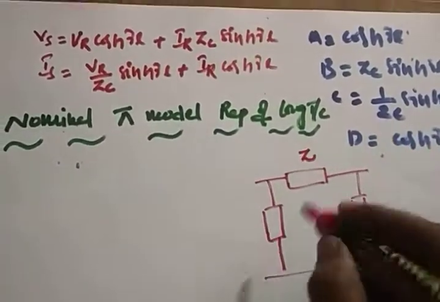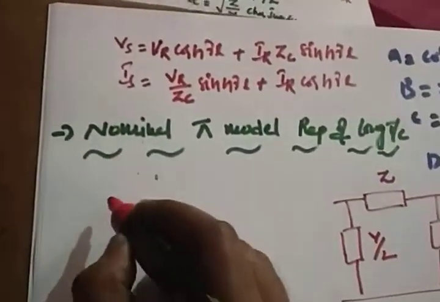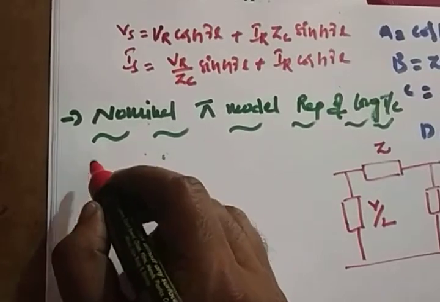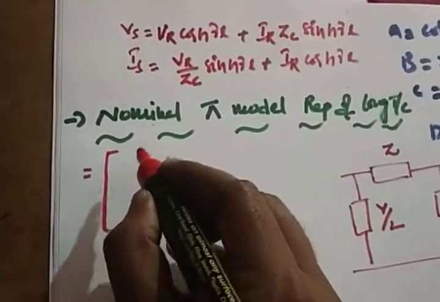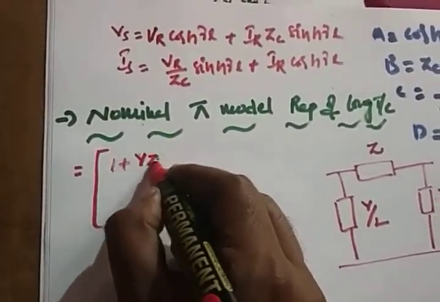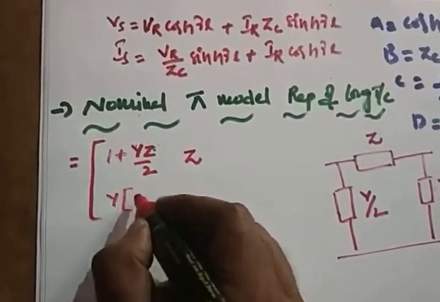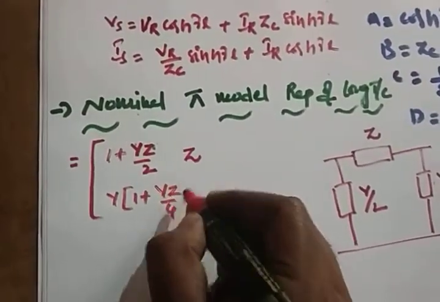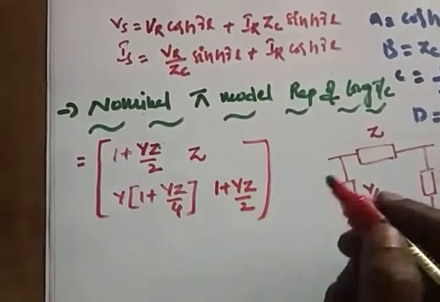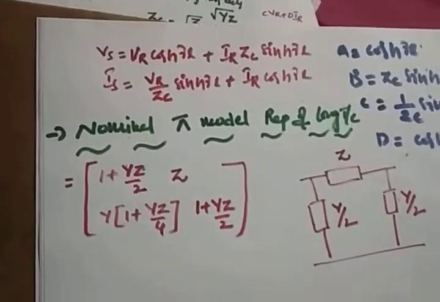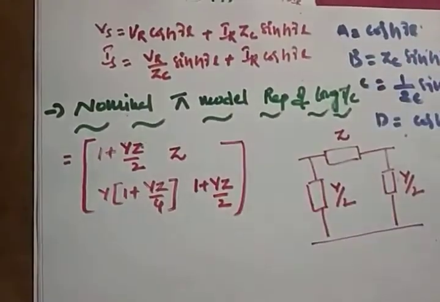So this is called Z, and this is Y by 2, and this is Y by 2. In a nominal pi model, what are the ABCD constants? For a medium transmission line: A is 1 plus YZ by 2, B is Z, C is Y into 1 plus YZ by 4, and D is 1 plus YZ by 2. We derived this equation in our last sessions, and these are the ABCD constants for a nominal pi method for a medium transmission line.